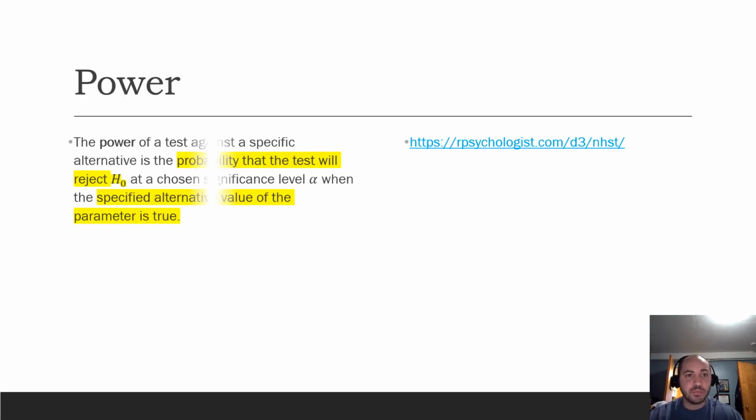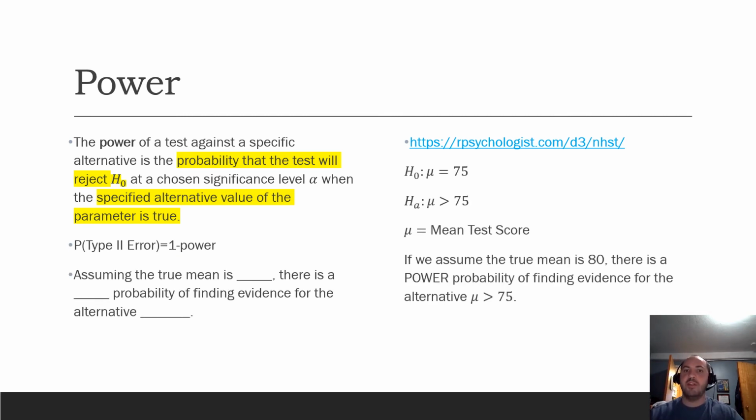So power. I have this big fancy definition here, but you can really think of it like this. Say someone's claiming that the mean test score is 75. Then we want to say, well, no, we think the mean test scores are really greater than 75. So if you assume that the true mean is actually something that the alternative supports, so maybe it's like 80, then whatever the power is, it's the probability that we're going to find evidence to support that alternative hypothesis. That's really what the power is.